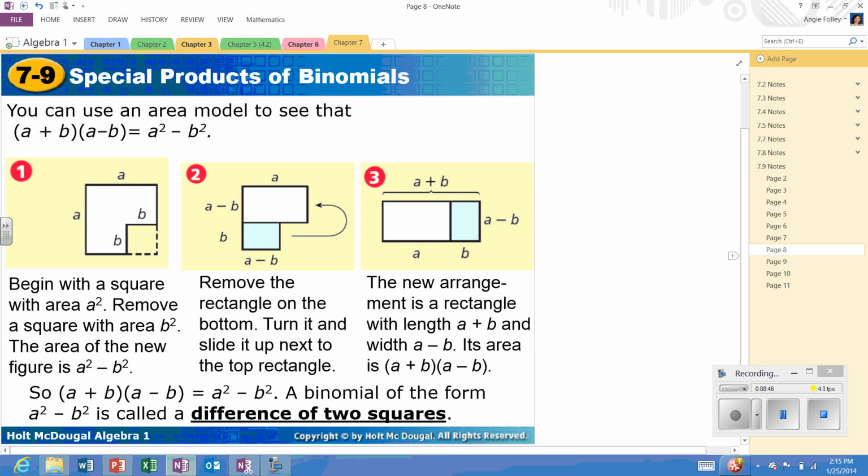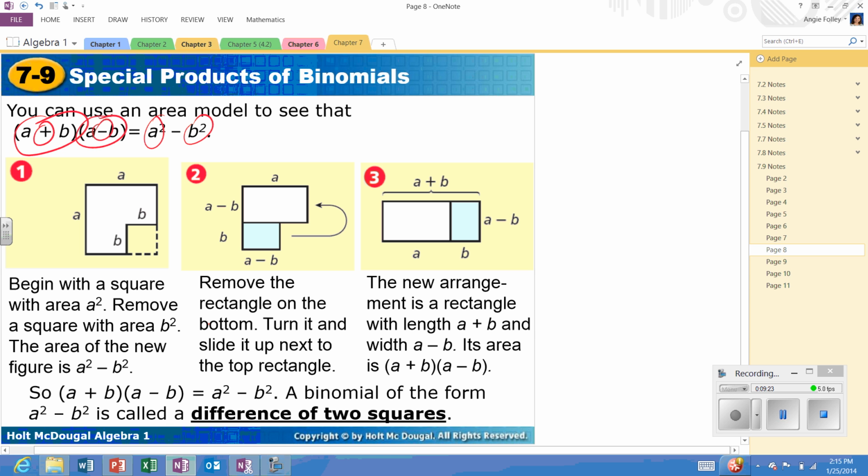You can use an area model to see that a plus b times a minus b. There's another shortcut here. We're going to see the special product binomial. So if we have binomials that look exactly alike, except one has a plus, one has a minus, the shortcut is that it's just the first term squared minus the second term squared. And we don't have a middle term because it drops off. And this is called the difference of two squares. That's because if you multiply it out, the middle terms are canceling. And you can kind of read through this little description here.